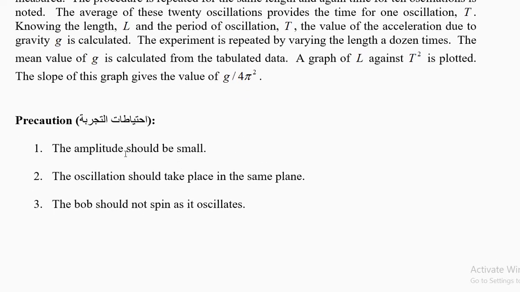What are the precautions? The amplitude should be small. The oscillation should take place in one plane. Your pendulum should not move round and round. It should go left to right, right to left in one straight line. The bob should not spin. That round thing should not spin round and round. If the thread is bad, it will spin.